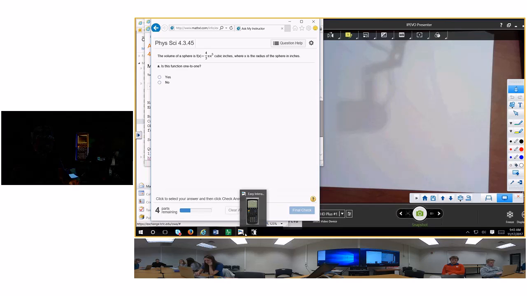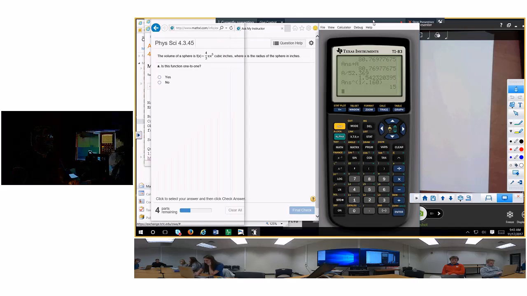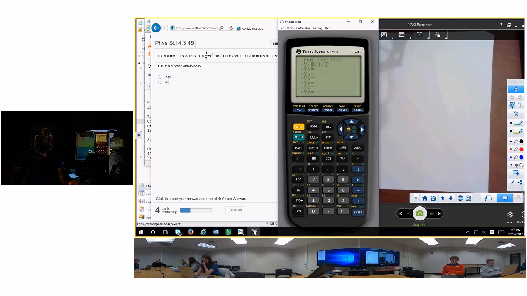So take your handy-dandy calculator. Get it out of the way so you can see something. And y is equal to 4/3. I'm going to put that in parentheses. 4 divided by 3, parentheses, times pi. Where's pi on this thing? Up arrow. Second up arrow. Under clear. Above the division sign.